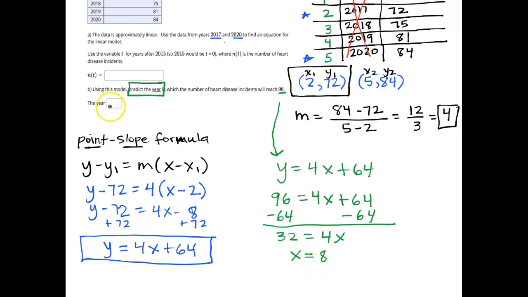Okay, but be careful because 8 is not the answer here, right? It's saying, the number of incidents in the year. Well, we're not talking about the year 8, right? We're talking about the years after, right? So 8 years after 2015. So 8 years after 2015 is 2023. All right, 2015 plus 8 gives me that, and that would be the year that we're going for there. I hope that was helpful.